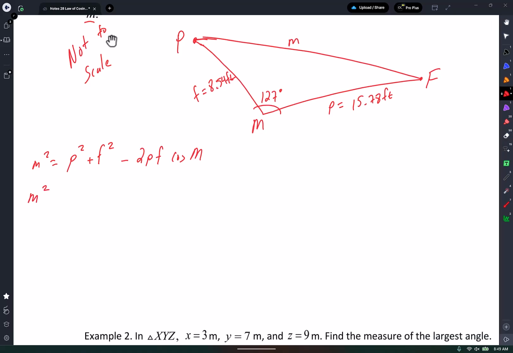M squared, I don't know what that is. That's what I'm looking for. Equals, open parenthesis, plug in what P is, 15.78, close it squared, plus, open parenthesis, plug in what F is, 8.54, close it squared, minus 2 times 15.78 times 8.54, close, cosine of 127 degrees. Are we okay? Okay.